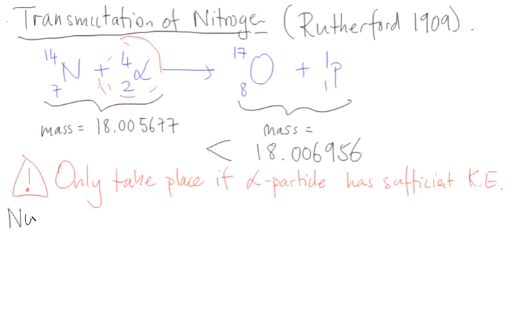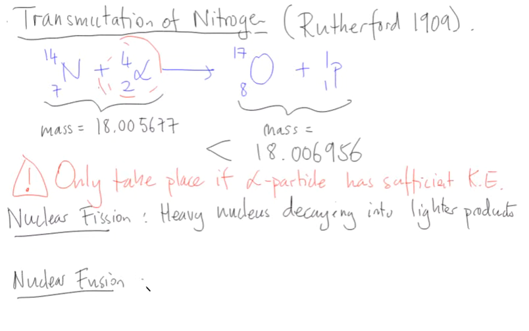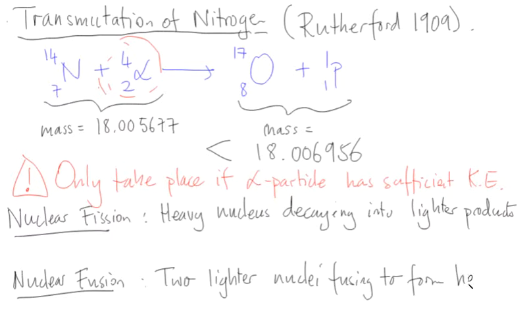And the other two types of nuclear reaction are nuclear fission and nuclear fusion. Fission is when we have a heavy nucleus decaying into lighter products, and fusion is when we have two or more lighter nuclei fusing to form a heavier product. Okay, and there's an example in the book.